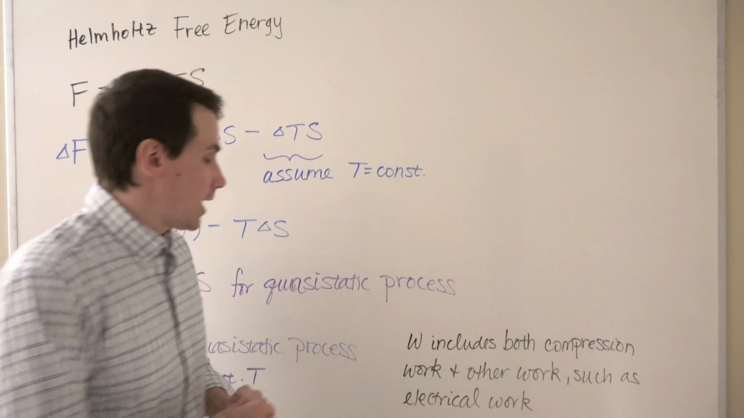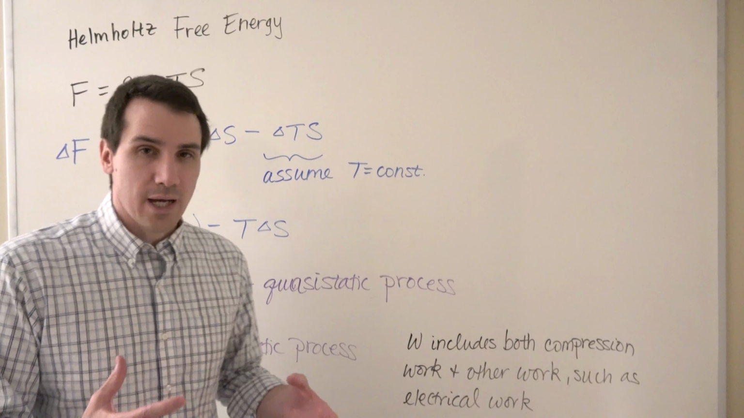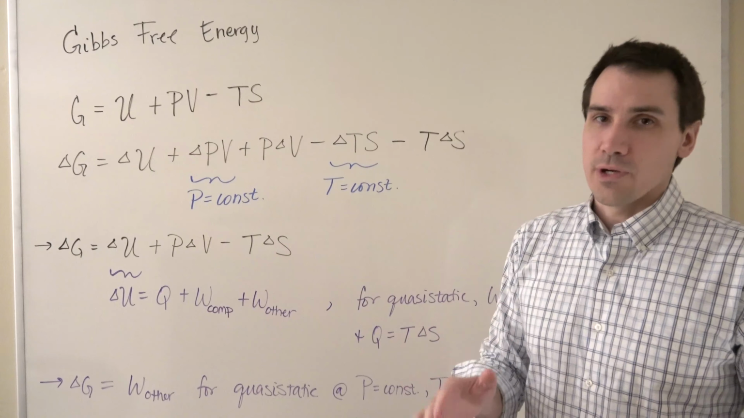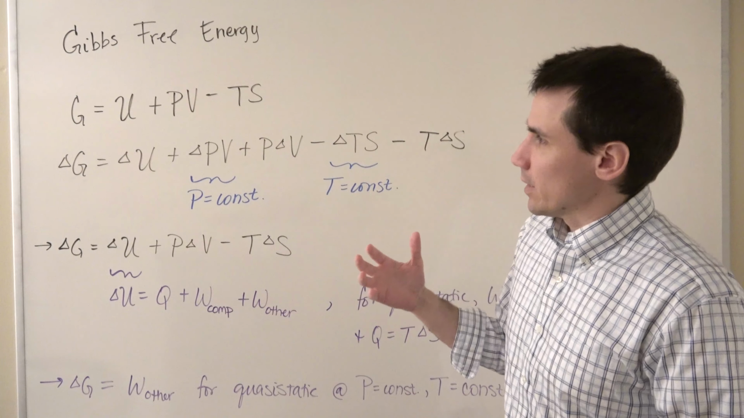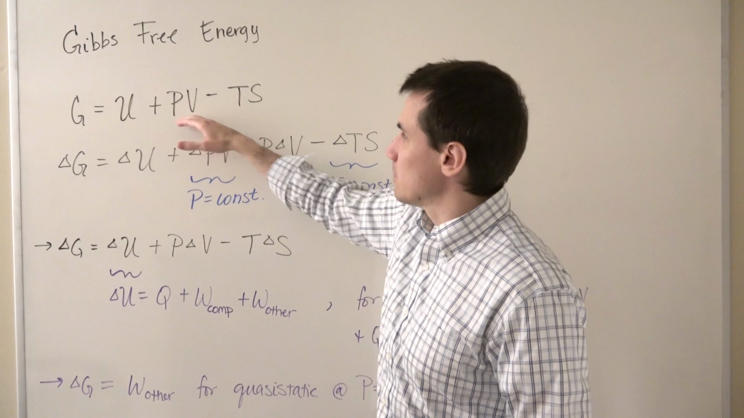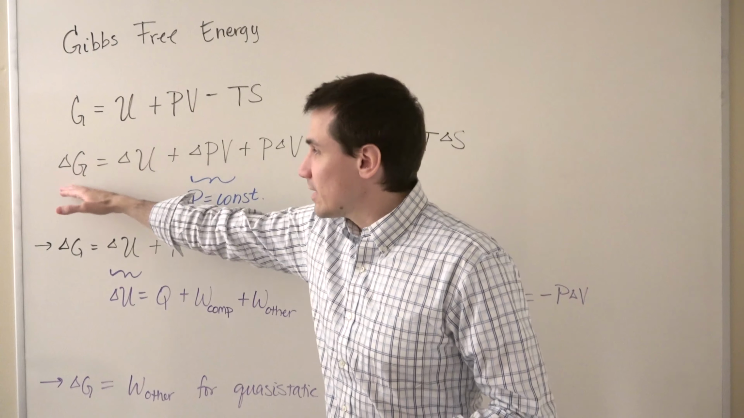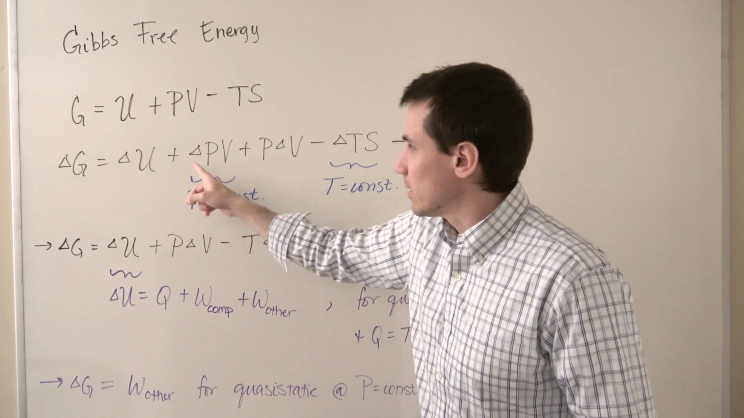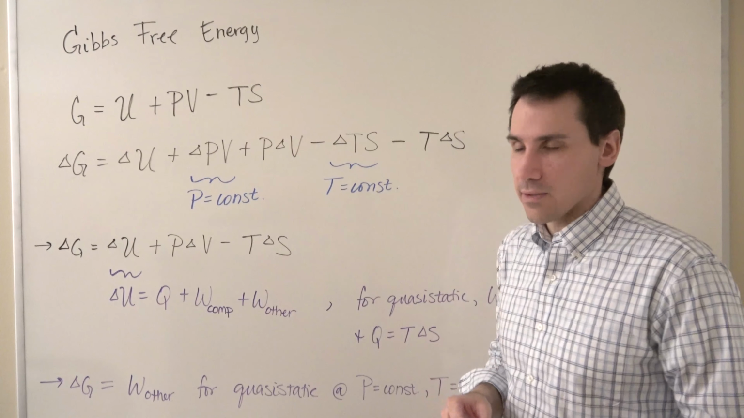So this work includes both compression work and other types of work, such as electrical work. Now let's go through the same process for the change in the Gibbs free energy. The Gibbs free energy is U plus P times V minus T times S. When we want to find the difference in it, we again can use the product rule to write out, say, dP times V, P dV, etc.